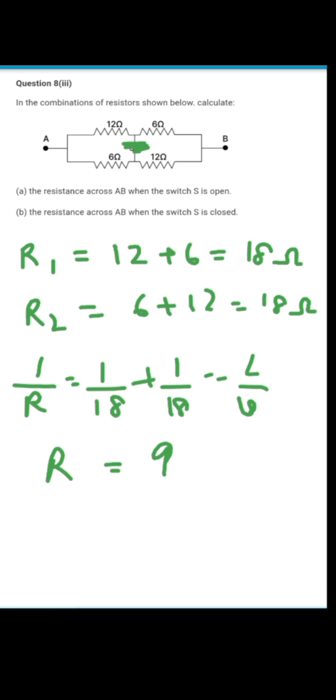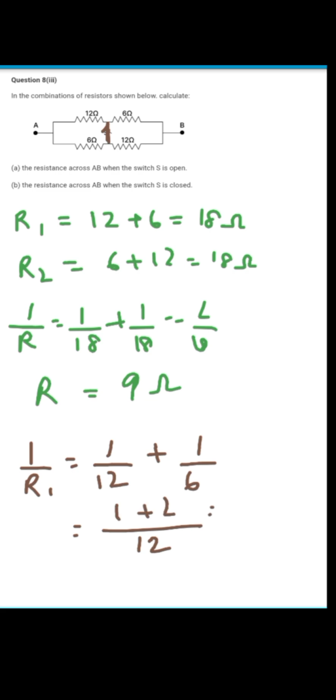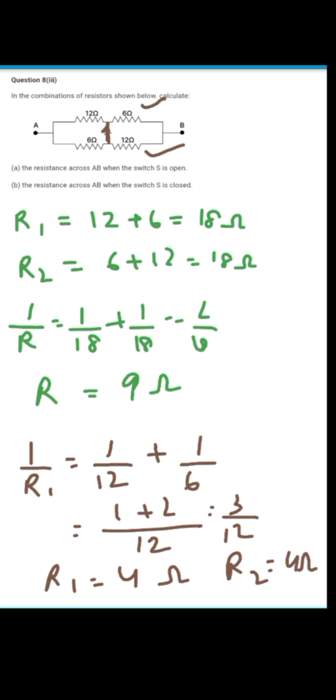Now when the switch is present, in that case what will happen? This is a closed connection. So these two are in parallel, and then they will be in series. So if we solve it, 1 by R1, this is the left side, 1 by 12 plus 1 by 6. R1 is equal to 4 ohm. Similarly, R2 will be 4 ohm, because again 6 and 12 is under consideration. So the overall resistance now will be the sum total of this, that is 8 ohm.